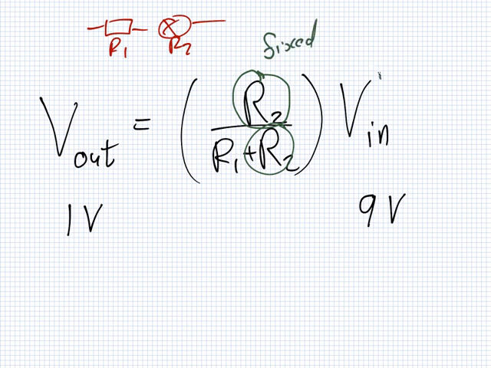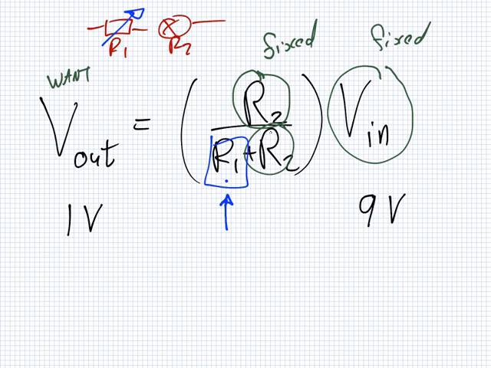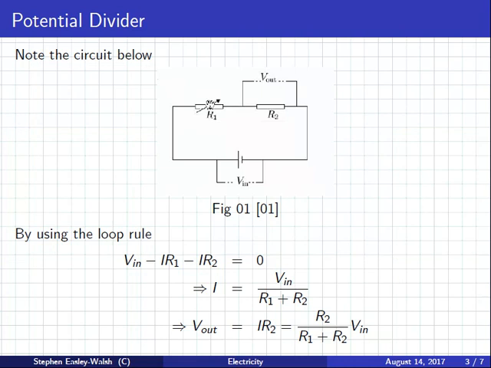And we can't change the voltage that comes in. That's fixed. And this is maybe something that we want. But we can change the R1. So if this is too big, what can we do to the R1? Increase it. Because 1 over a big number is equal to a small number. And a small number times 9 would be smaller. Yeah. So basically this formula lets me change this.